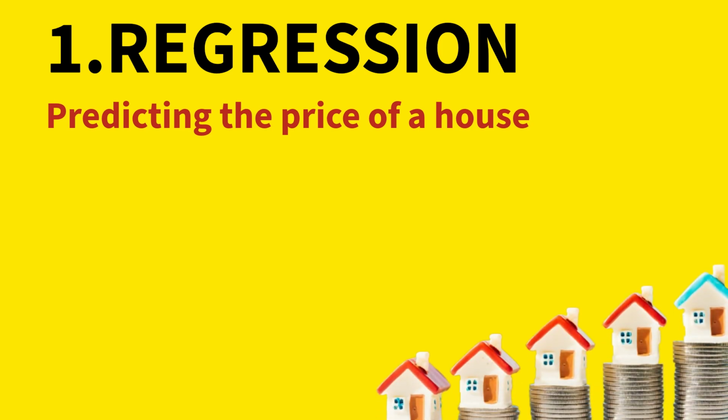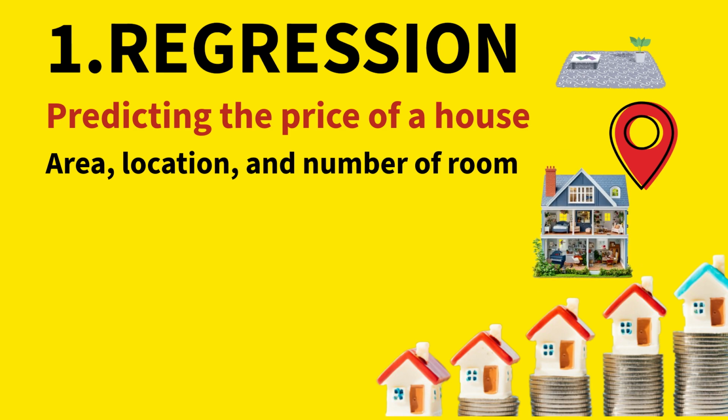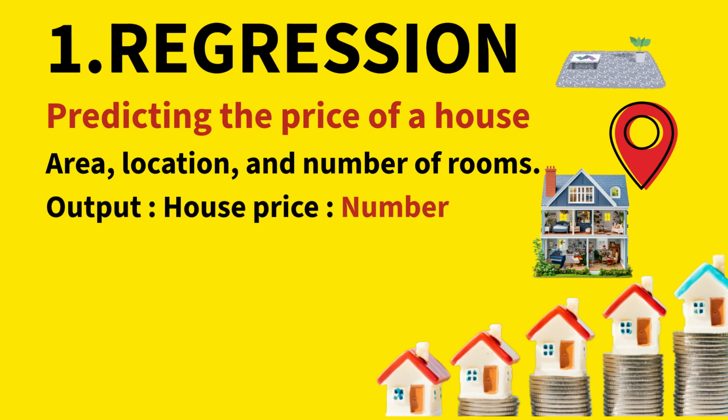First, let's try to understand what regression is. You have a goal of predicting the price of a house based on its area, location, and number of rooms. You might want to predict the price of a house if you want to buy a house or if you want to sell a house. In this case, the output is the house price, which is a number. That is where regression comes in. That is how machine learning is used in this process.